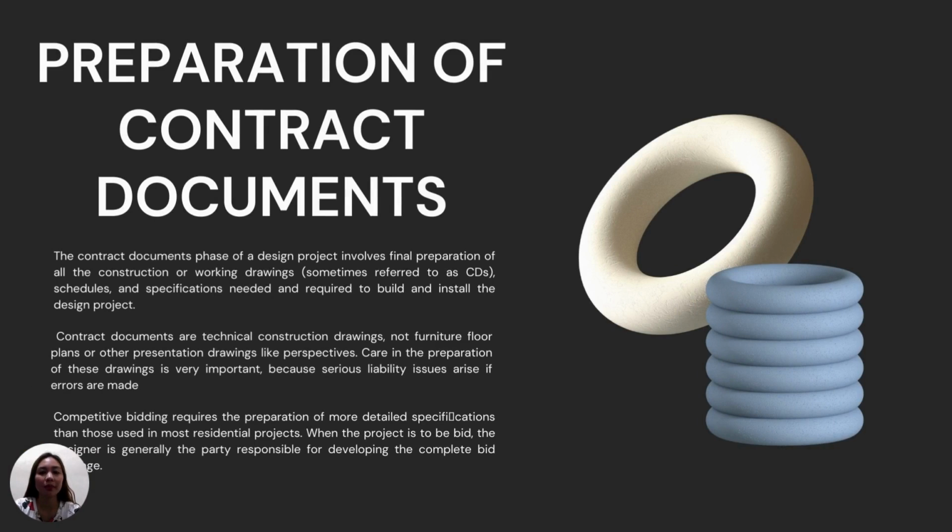Preparation of contract documents. The contract documents phase of a design project involves the final preparation of all the construction or working drawings and schedules, and also the specifications, if required to build and install the design project. Competitive bidding requires the preparation of more detailed specifications than those used in most residential projects. When the project is to be bid, the designer is generally the party responsible for developing the complete bid package.